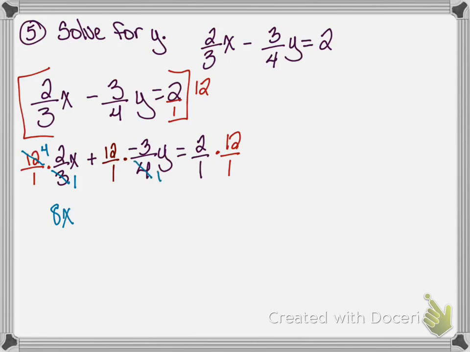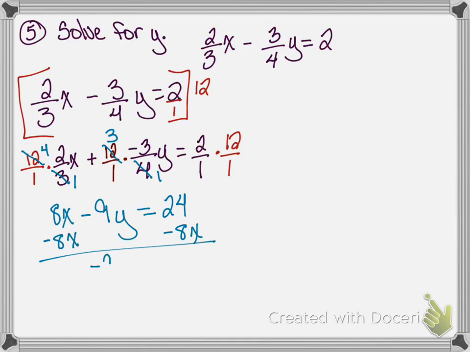4 goes into 4 one time. 4 goes into 12 3. 3 times negative 3 is negative 9y. And then I'm left with 24. Okay, I'm solving for y. So I'm going to go ahead and subtract 8x from both sides.